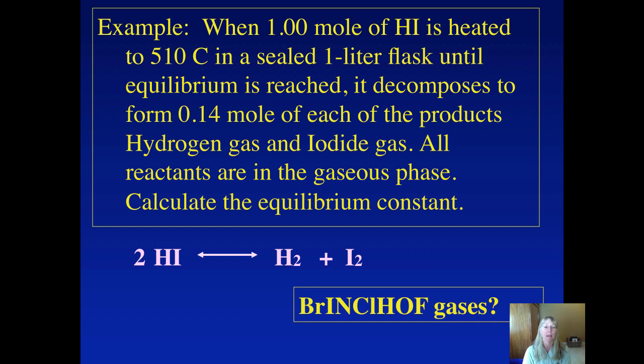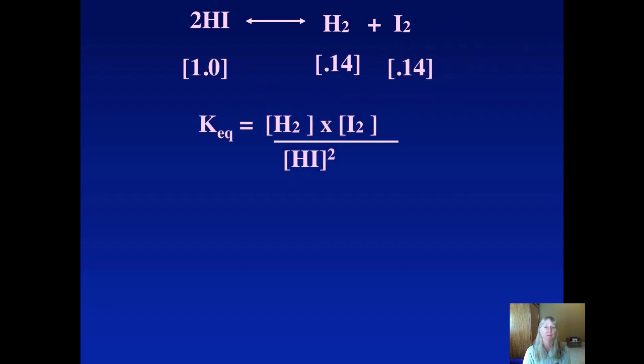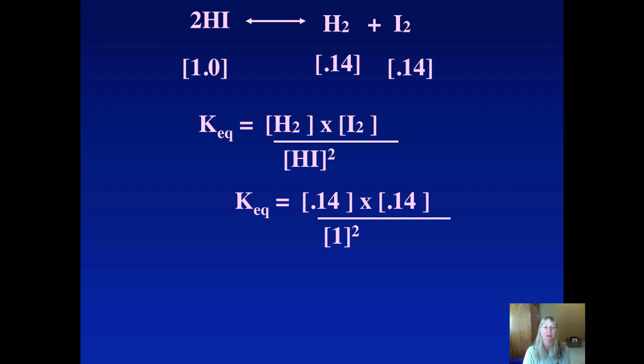Okay, now let's take a look at what you do next. You write the expression. So the KEQ would be equal to the hydrogen times the iodine concentration divided by hydrogen iodide squared. Here are the initial concentrations that were given to you. So you write the expression, then you substitute in the numbers. And we like this problem because the 1 squared makes your math very simple.